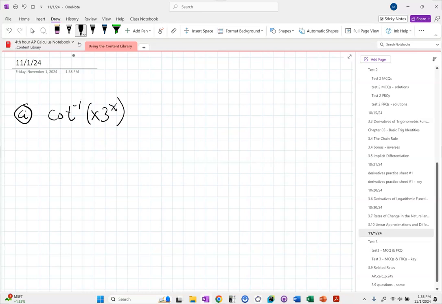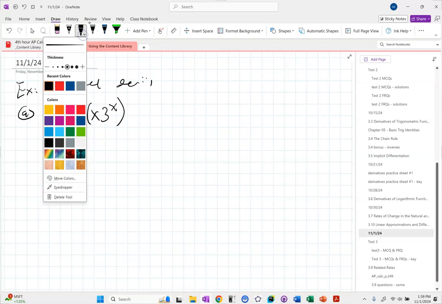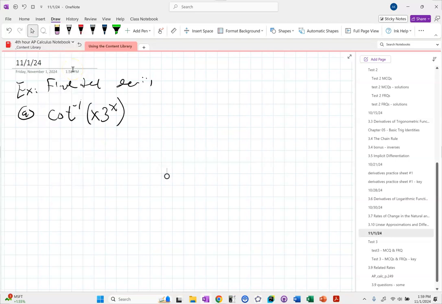All right. So here are just some examples here. So this is just like doing derivatives. Find the derivative. So if I have cotangent inverse of x 3 to the x, when you look at this, first thing you should look at is there any simplification I can do to make this problem any simpler? There is not, right? No like terms to combine, no way to reorganize this. This is what it is, right?